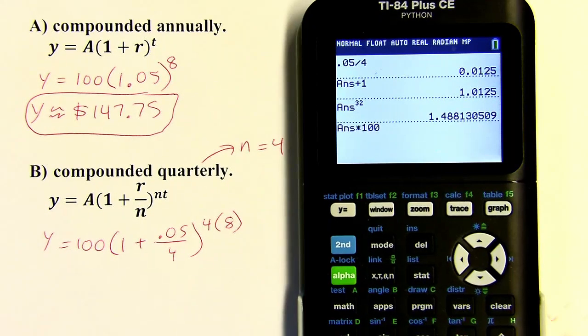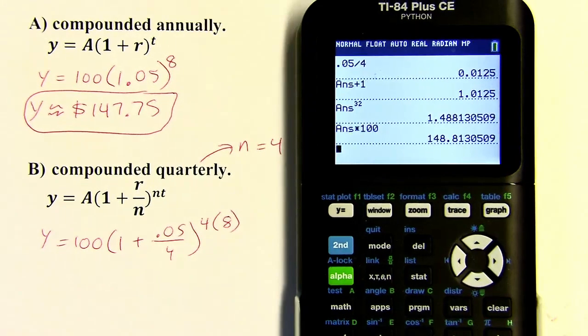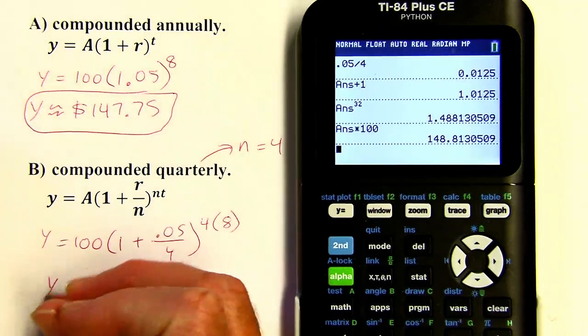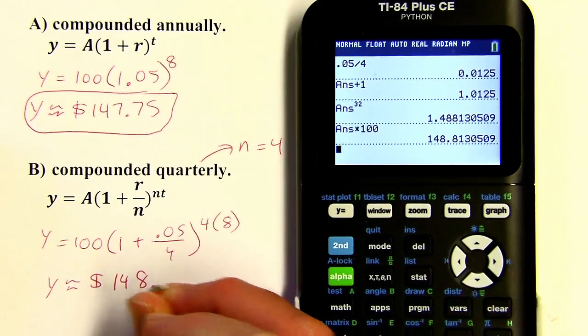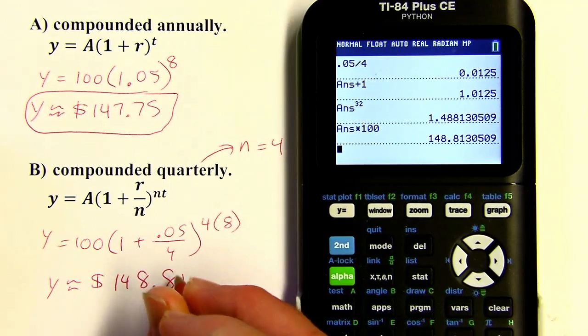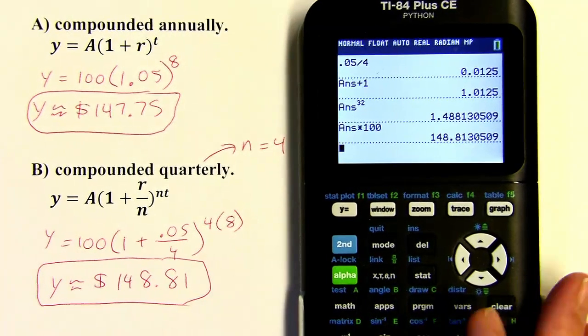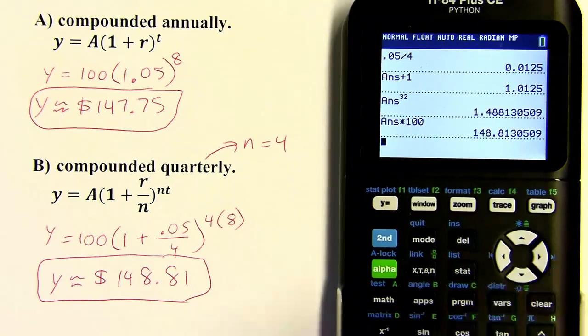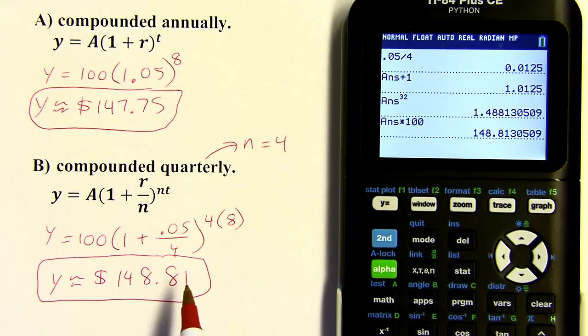And I should get more money if I'm adding the 5% in 4 times per year. So let's see if that happens. I did get more money. It's not tons more, but it's a little bit more. So I've got $148.81. Okay, and the more you compound, the more money you'll have. So if you compounded daily, we'd have more than $148.81, and you could do it every second.